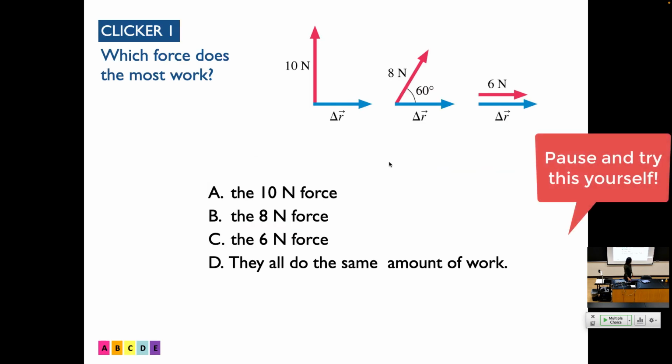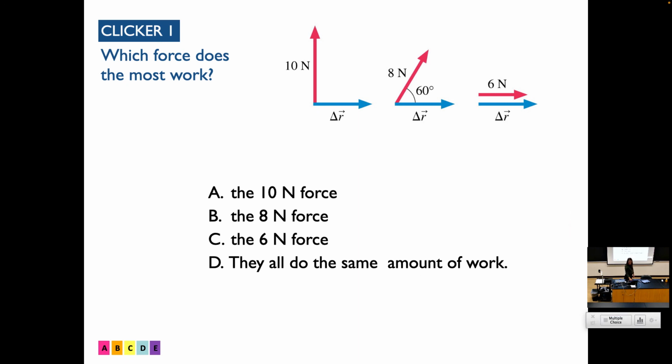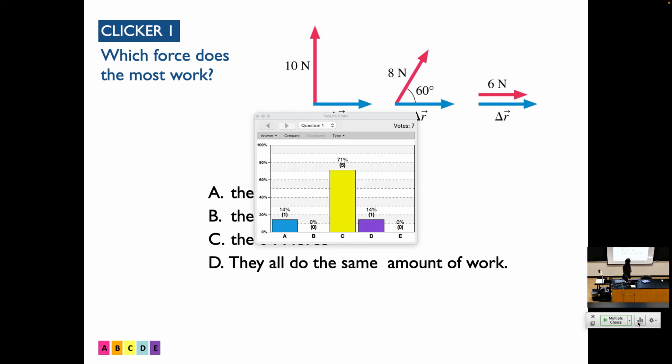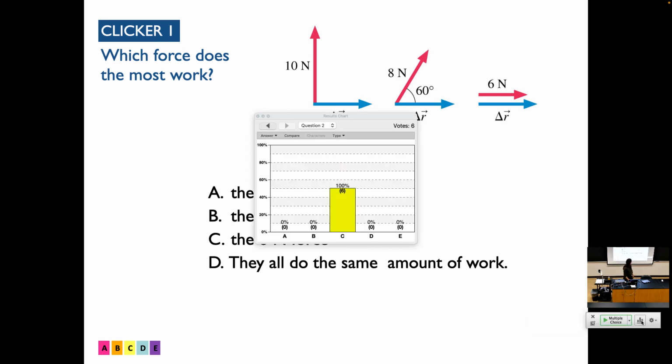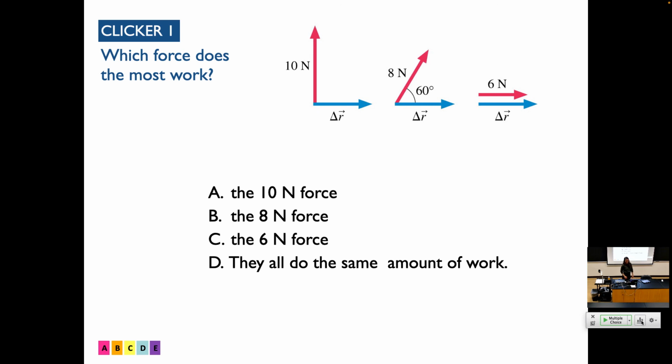So here's our first question. Mostly thinking C, but we got some A's and D's. The chat is mostly C, so please discuss. We'll vote again. C, perfect. Yes, the answer is C.